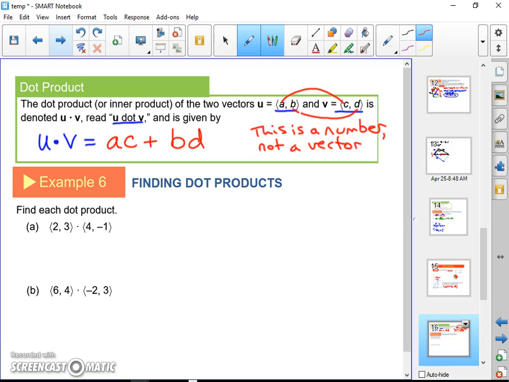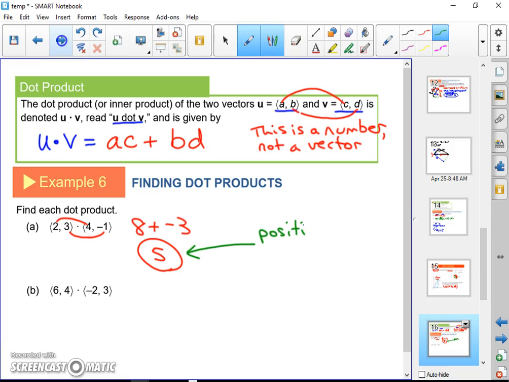So example 6. Example 6a, we're going to find this dot product. Really all we have to do is multiply these 2. That's 8. And multiply these 2. That's negative 3. So 8 plus negative 3 is 5. That's it. That's the dot product. Okay? Now what that tells me, we'll go more into it later maybe, but that number, when it's positive, tells me that it's an acute angle. An acute angle in between the 2 vectors.